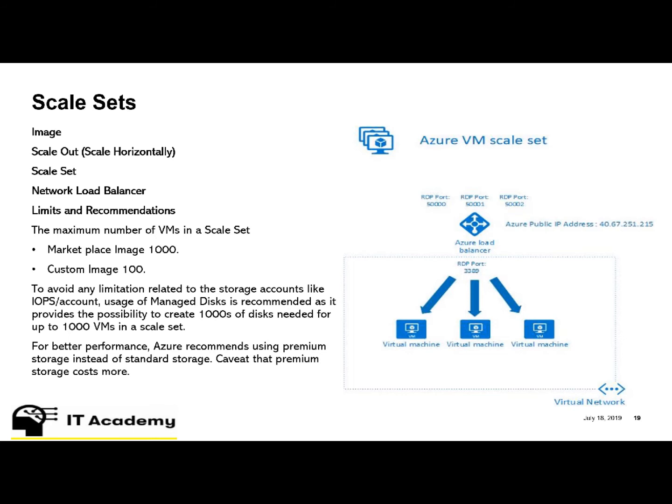Provided you've used a marketplace image, i.e. one that Azure has provided for you, you can have as many as 1,000 virtual machines in a single scale set. That means we can scale up to a dramatic amount of compute horsepower.